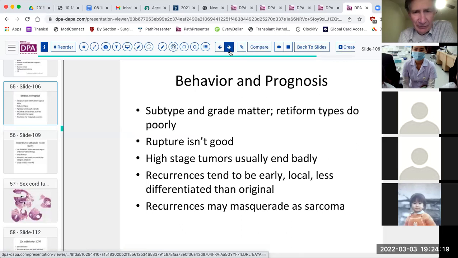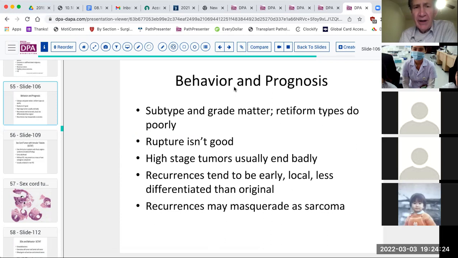Now, in terms of behavior, I've introduced you to some of these concepts. The well-differentiated tumors generally do well. The reediform tumors typically do poorly. The poorly differentiated tumors may also do poorly. So those three factors are generally what we use to guide behavior. If they've ruptured, they can spread. And if they are already spread intra-abdominally, that usually portends a bad outcome.